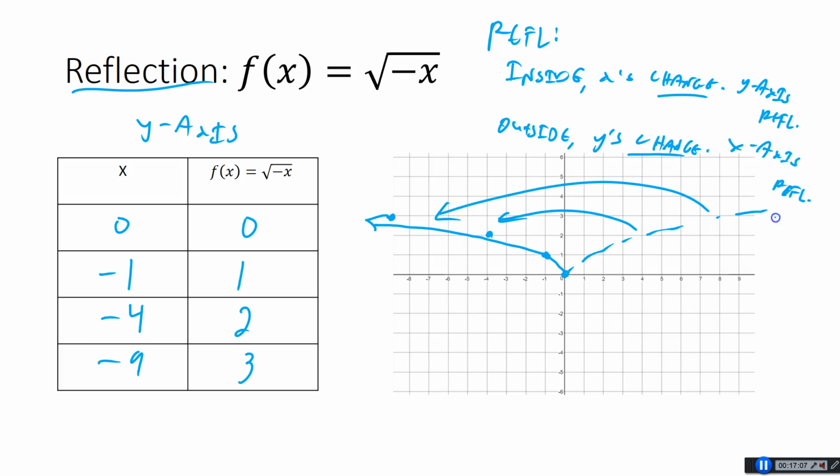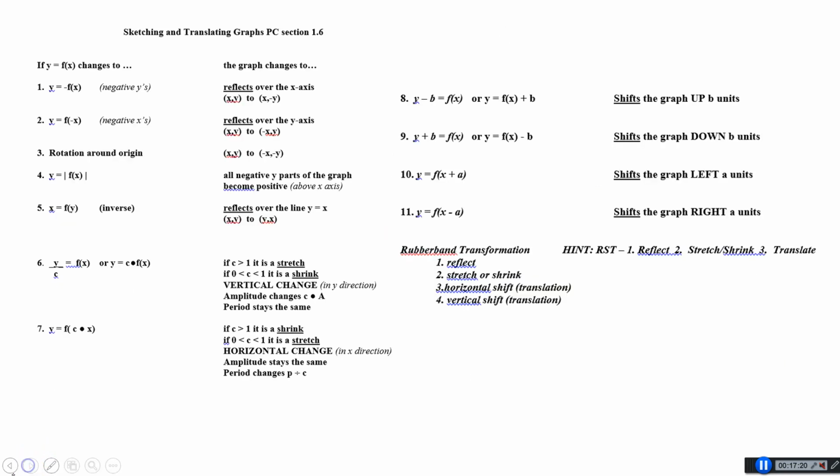And that's really all there is to translations. We're going to get some more tricky examples, but taking the parent functions and multiplying or adding or putting negatives on the inside or outside just does these things to the function. This is on the first page of the packet that you got today.